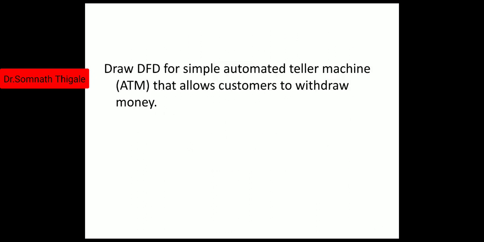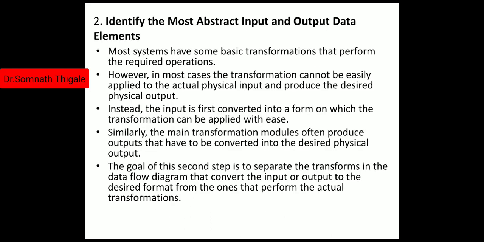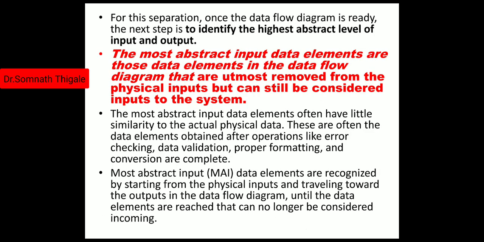This is one more example of a data flow diagram, for the ATM. Second, identify most abstract input and most abstract output elements. Abstract means input data elements. For example, in ATM applications, I swiped my card and then I entered the PIN. Without the PIN it cannot work. So your flow has to have some minimum inputs, and without that input it cannot go ahead. We call it the most abstract input.